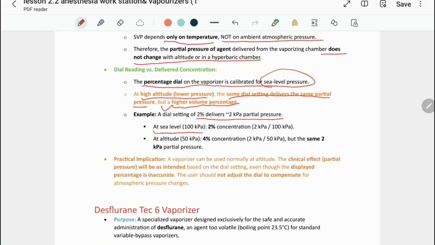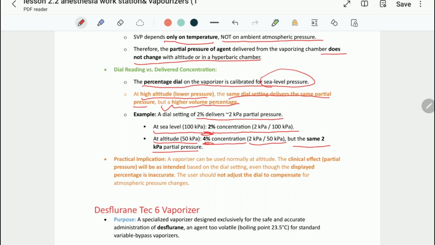At sea level, that is 100 kilopascal, a 2% setting will deliver 2 kilopascal over 100 kilopascal, while at an altitude where pressure is 50 kilopascal, a 4% concentration will deliver 2 kilopascal over 50, the same 2 kilopascal partial pressure.